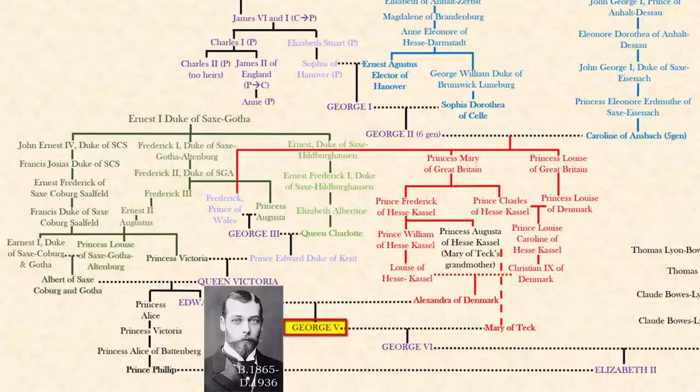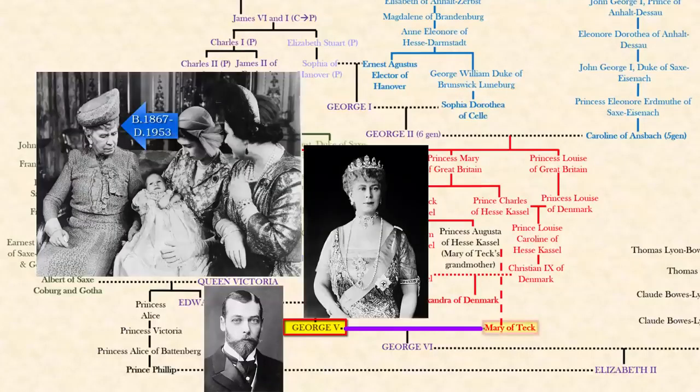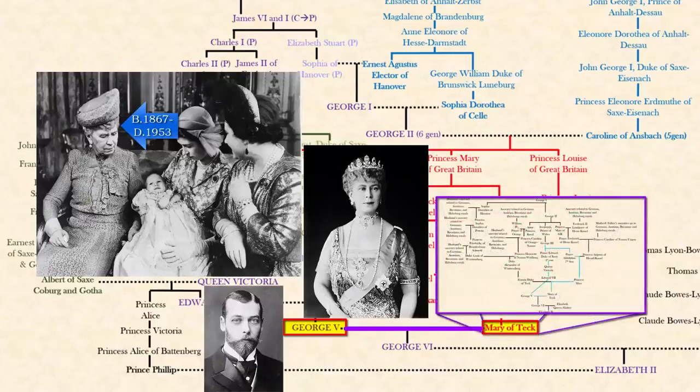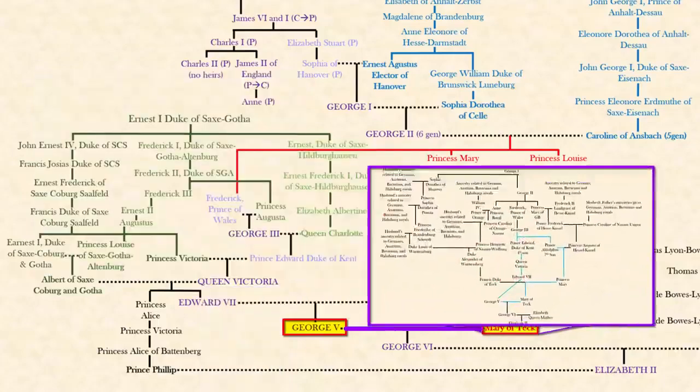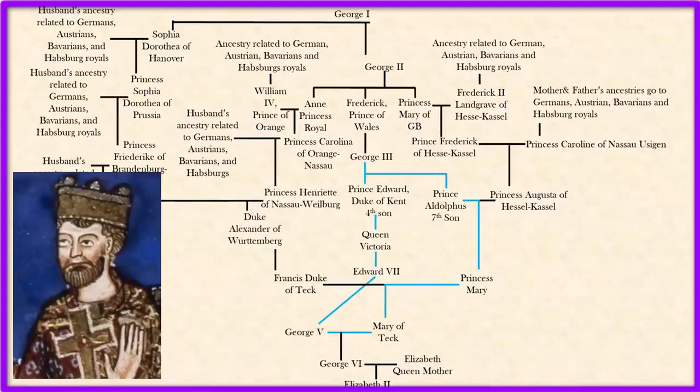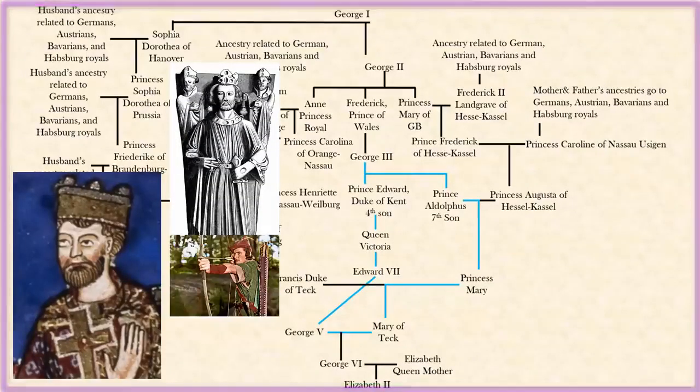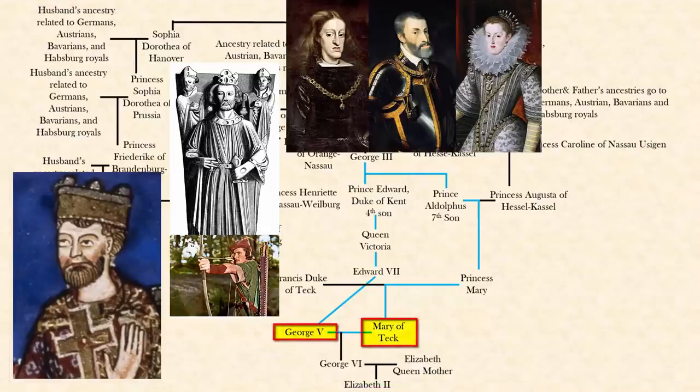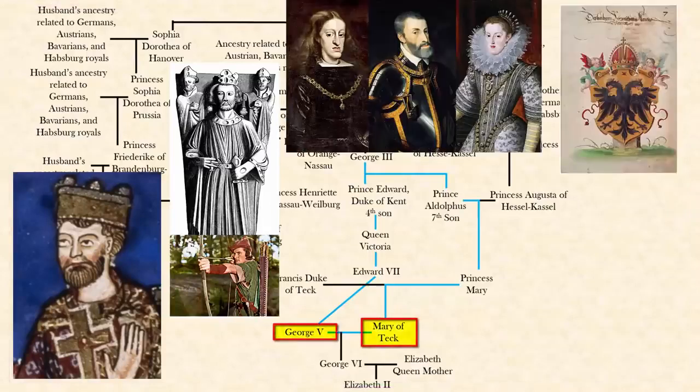George V was Elizabeth II's grandfather, and he married Mary of Teck. Mary of Teck came from a really royal family tree. It goes all the way up to Henry II of England in the 1100s, and his son King John of the Robin Hood story. Also the Austrian royal families, the Habsburgs, the German royal families.